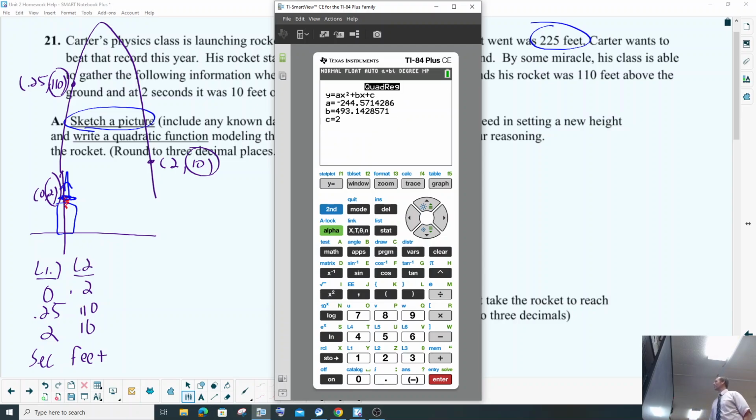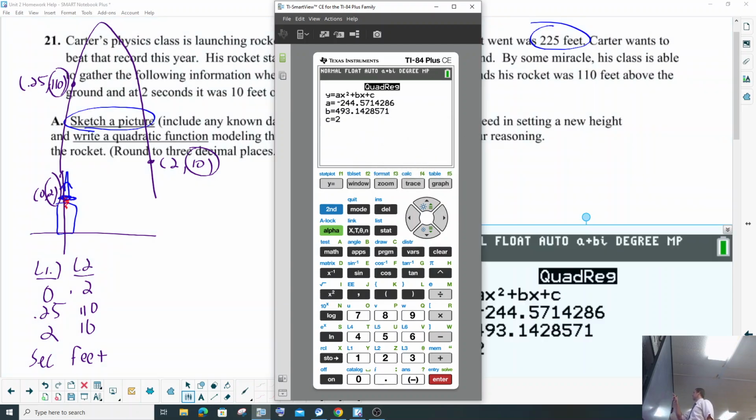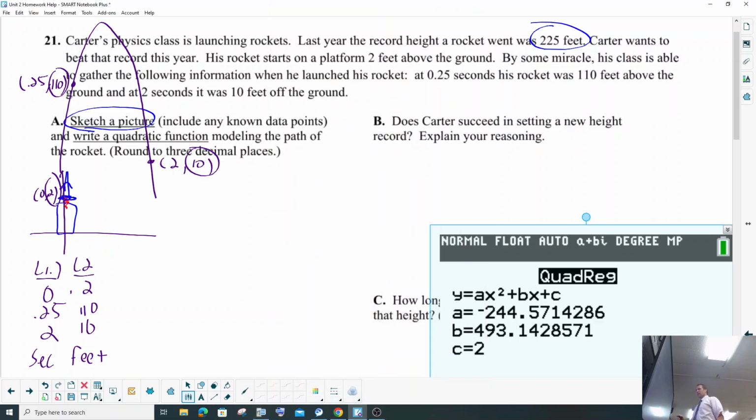Whoa, what a crazy equation. What a crazy equation. So go ahead and write that down. Go ahead and write that down. Okay, so we get y is equal to the a value, which is negative 244. It says to go 3 decimal places, so 0.571 x squared, right? Because that's our a value next to x squared.